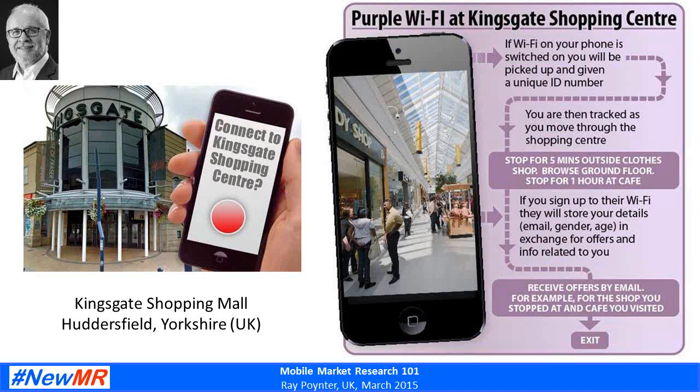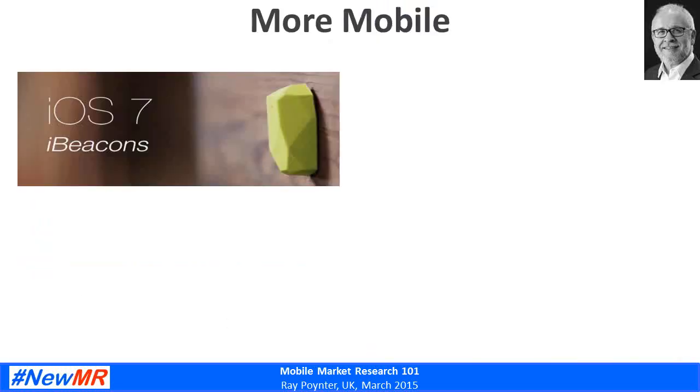If you sign up to their free Wi-Fi, which of course is promoted as free Wi-Fi, they will store your details, email, gender, age, in exchange for offers and info related to you. What might happen afterwards is that, just like retargeting on websites, you might receive offers by email, for example, for the shop you stopped at or for the cafe you visited. So we're getting this really big change in the nature of data that's being transacted and swapped around.